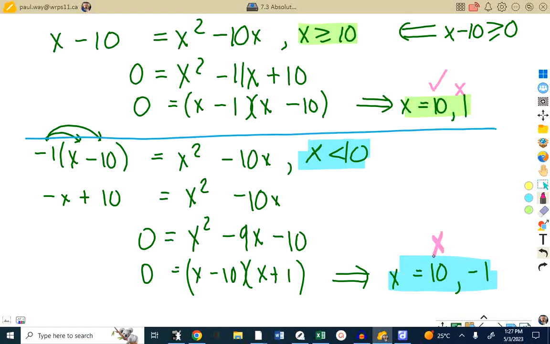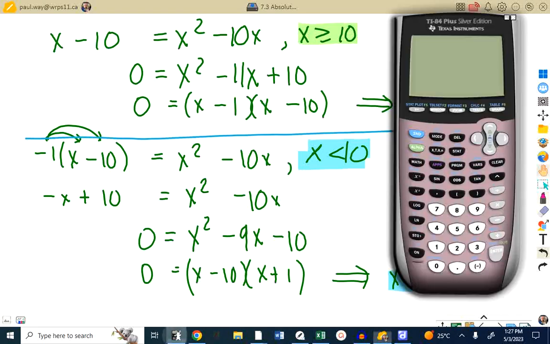Is negative 1 a solution? Yes, negative 1 is less than 10. So there are two solutions, 10 and negative 1. Okay. We had, I'm going to need your help here because I can't see it. I believe we had the absolute value of x minus 10 on the left side, and then x squared minus 10x on the right.